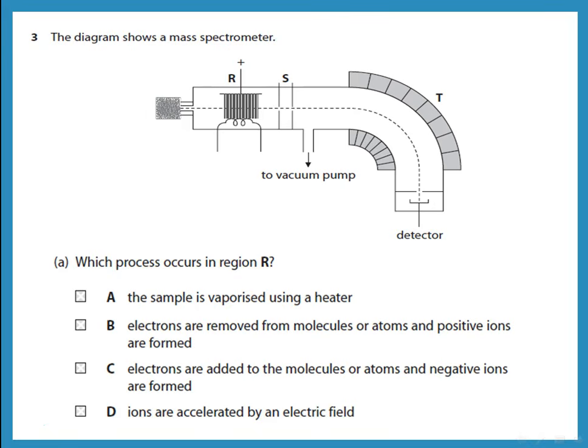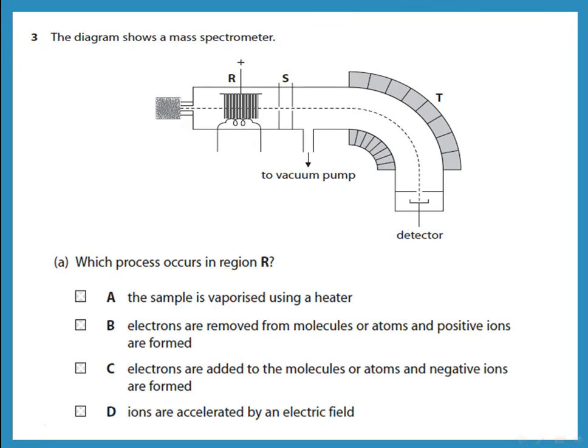The third question was about mass spectrometry, and he has the diagram for the mass spectrometer. He's asking which process occurs in R. Remember that at the very beginning of the instrument, I put in something, and a heater vaporizes the substance. So the first black square at the beginning of the diagram is the heater that vaporizes, so that what enters the instrument at R is the vaporized substance.